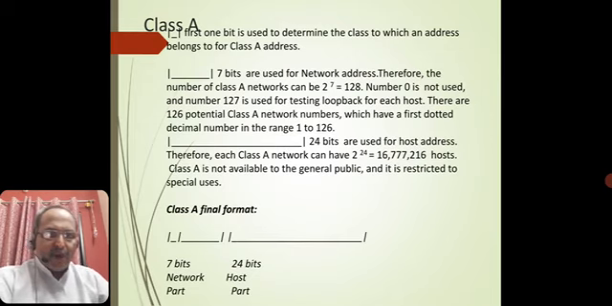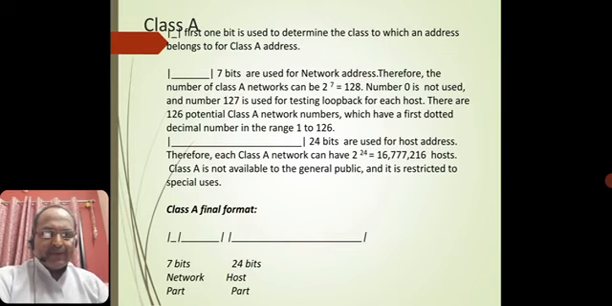Number 0 is not used, and number 127 is used for testing a loopback for each host, so that we can confirm the termination of address with the help of 0. There are 126 potential class A network numbers, which have a first dotted decimal number in the range that always begins with 1 and reaches to 126.